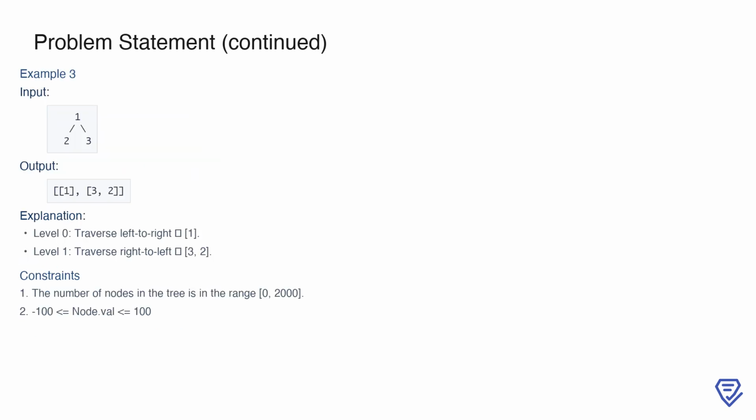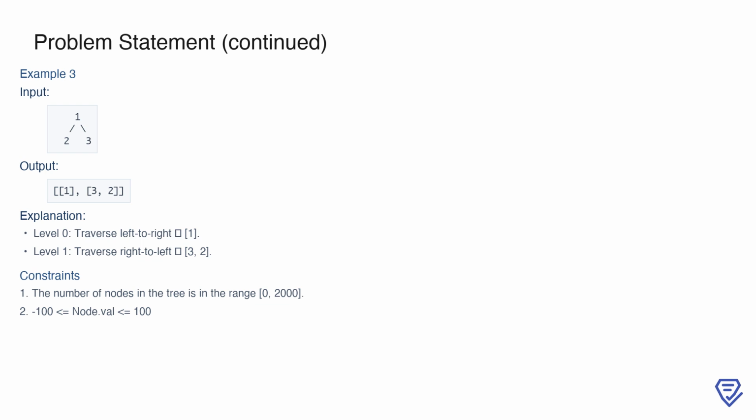Now, consider the third example. Here, the binary tree has 2 levels. At level 0, we traverse from left to right, so the result is 1. At level 1, we alternate to right to left traversal, which gives us 3, 2. The final output is 1, 3, 2. This example reinforces the idea that the traversal direction alternates with each level.